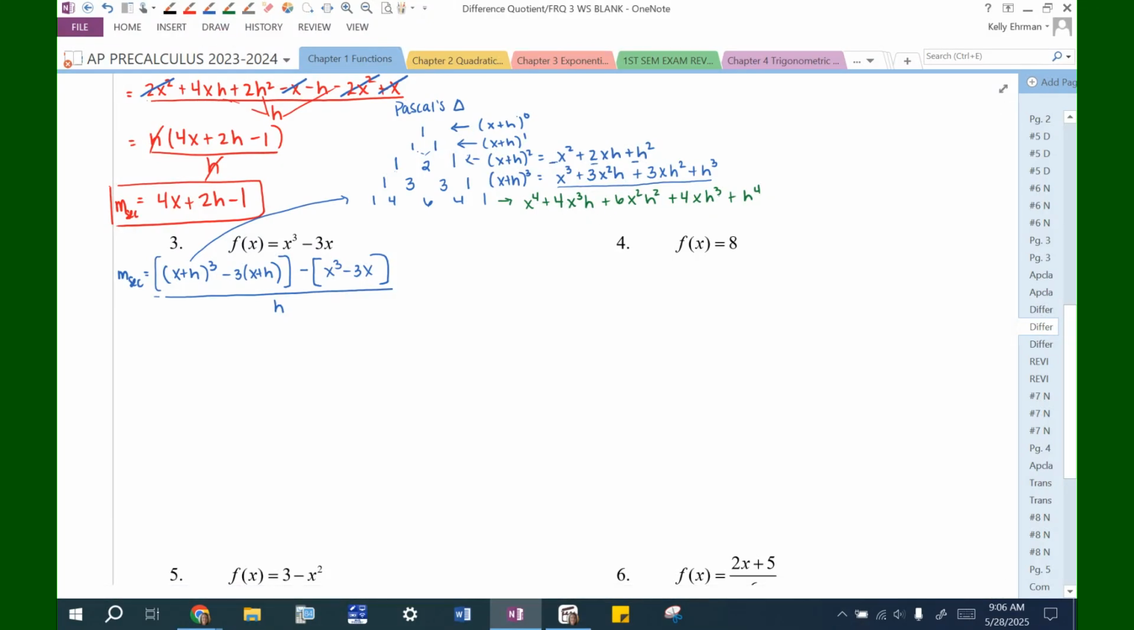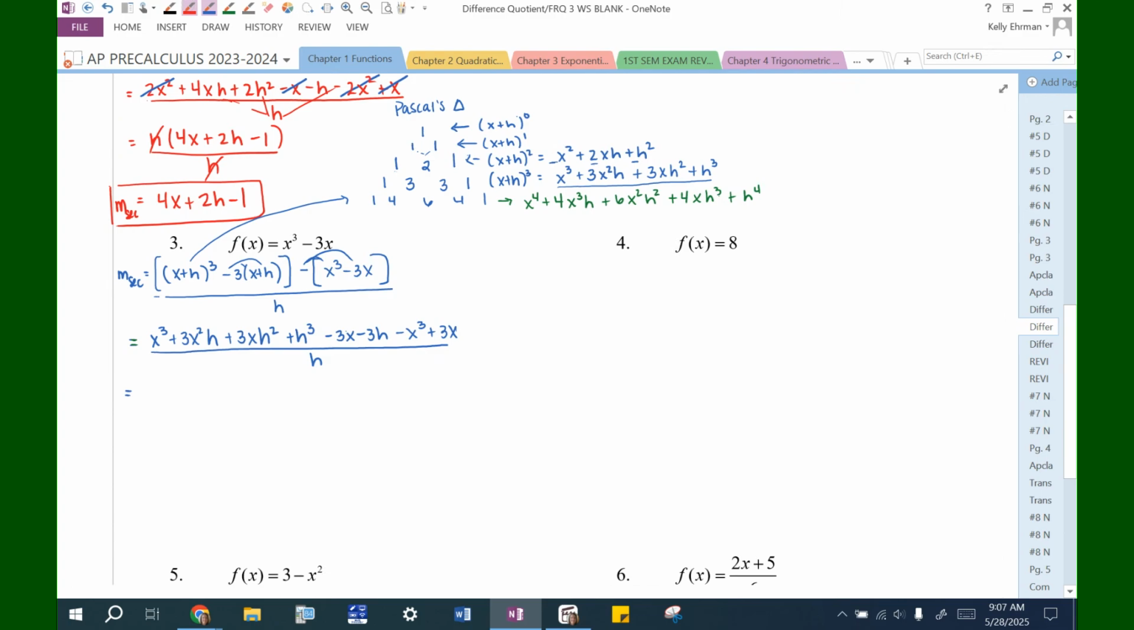Okay, anyway, x plus h cubed is x to the third plus 3x squared h plus 3xh squared plus h to the third. I'm going to distribute the negative 3 through here, so minus 3x minus 3h. Distribute this negative through, minus x cubed plus 3x. All of this is over h. Again, don't be lazy about that, because if you write equals and you don't have the over h, you just wrote a false equivalency. They like to ding you for that on the calculus exam.